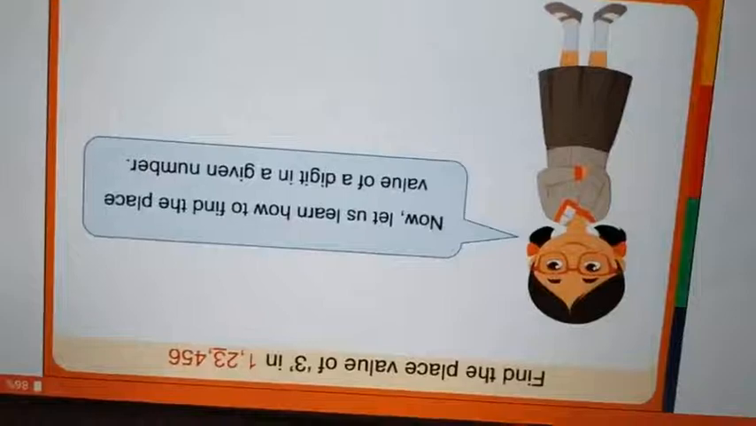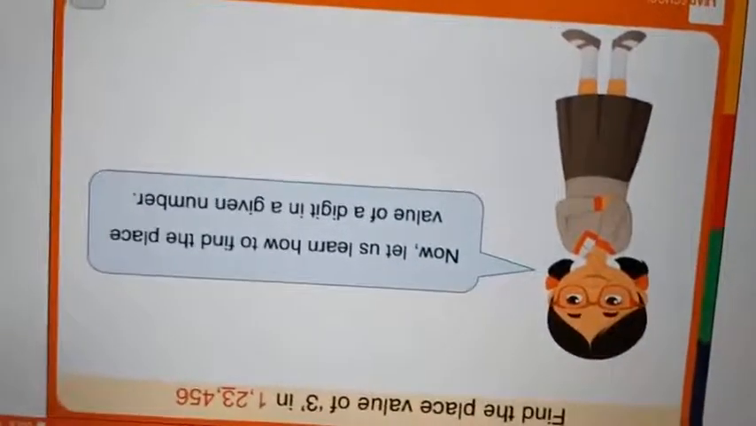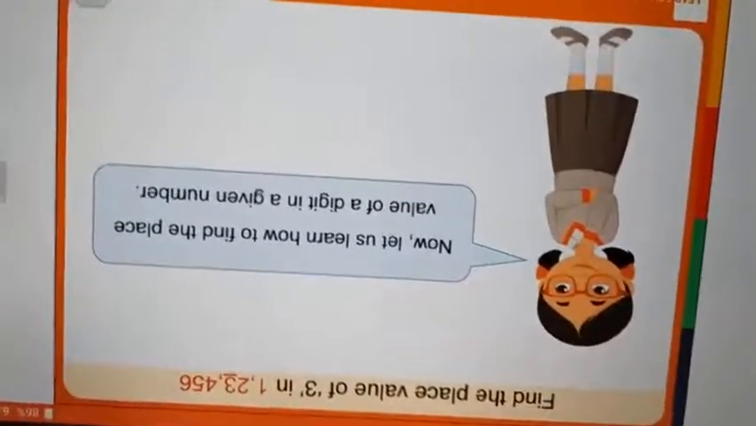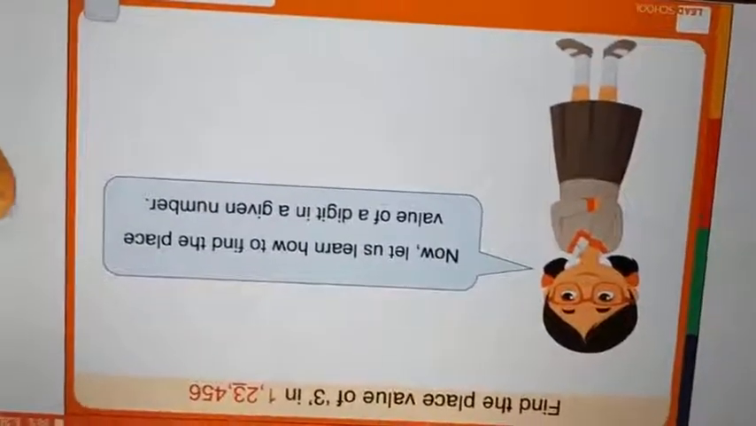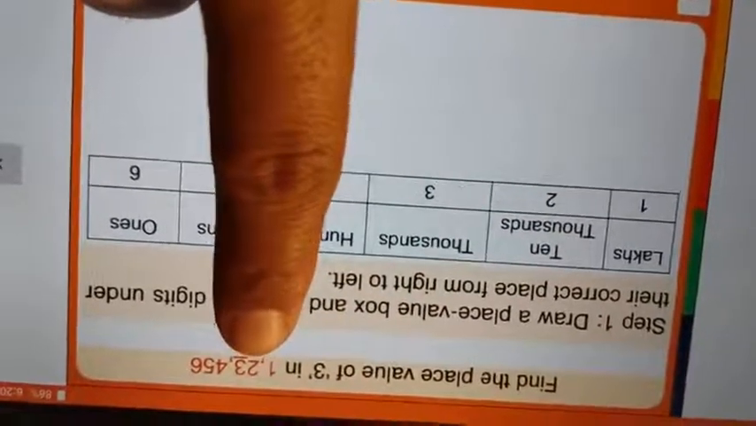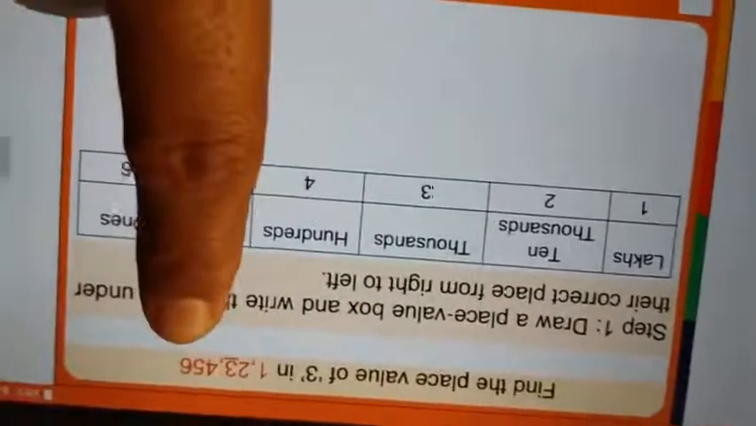Okay. Now find the place value of the 3 in 1,23,456. So now let's learn how to find the place value of the digit in the given number. कोई भी नंबर से उसमें से हमें प्लेस वैल्यू फाइंड करना है. So how will we find that? We have to look here. Now see, find the place value of 3 in 1,23,456. Correct? So what we have to do?